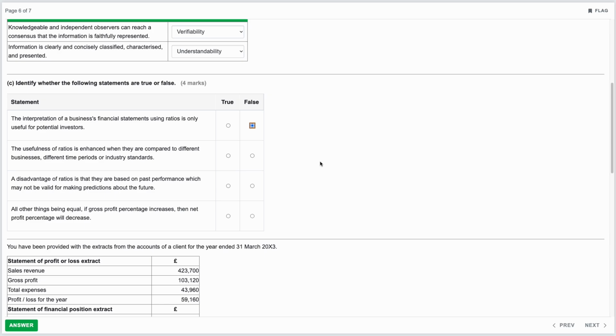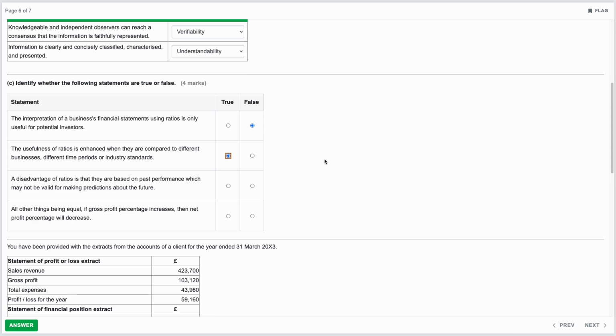The next one, the usefulness of ratios is enhanced when they are compared to different businesses, different time periods, or industry standards. That would be absolutely true. So the ratios are useful. However, they are much more useful if we compare them to either previous years or different businesses, but within the same industry. Obviously, it's no good comparing necessarily between industries because they're going to be different for different industries.